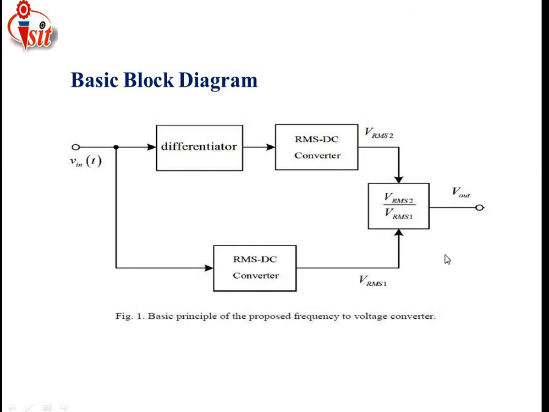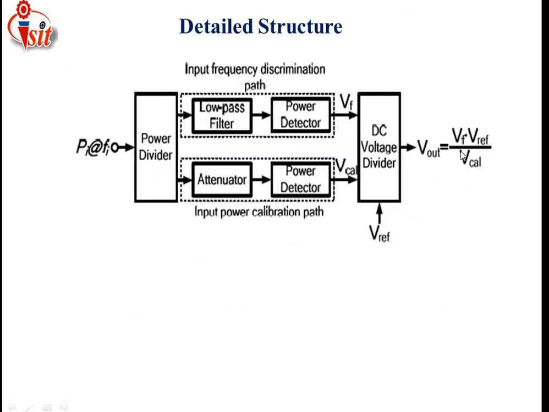Then finally, before the output stage, we take the ratio of VRMS2 divided by VRMS1, and whatever the ratio output is, that is nothing but the output voltage. That is, VRMS2 divided by VRMS1. What does that mean? Voltage root mean square 2 divided by voltage root mean square 1, and Vout is nothing but the output voltage we are getting here.